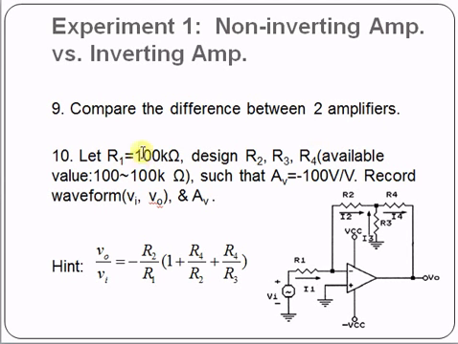Finally, design an amplifier with the following circuit configuration such that the gain is -100. Record the waveform of VI and Vout and calculate the actual gain. You may design it using the following formula. The design need not be precisely -100. Just try to approximate it as well as you can.